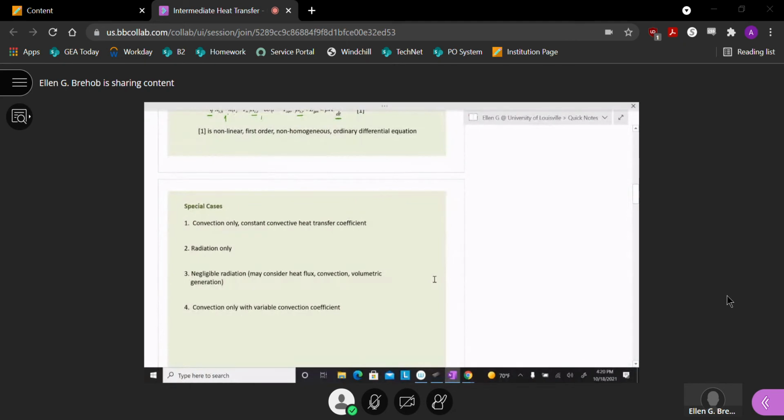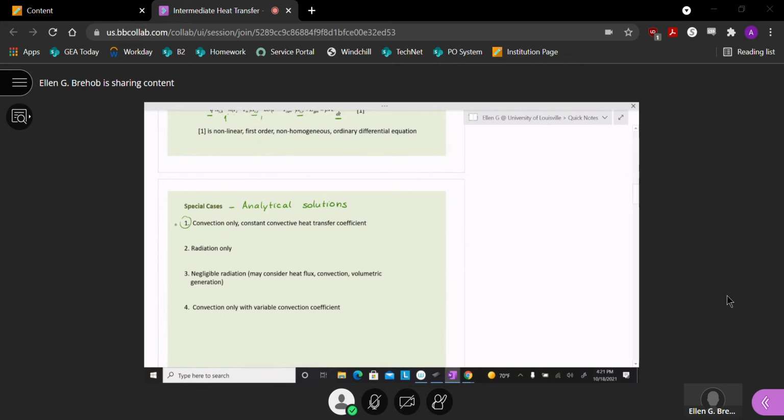Okay. So the first special case is convection only. And the convection heat transfer coefficient has to be a constant value. Right? And that's the one I think many of you will be familiar with. And I'll spend a little bit more time developing some equations for this case.